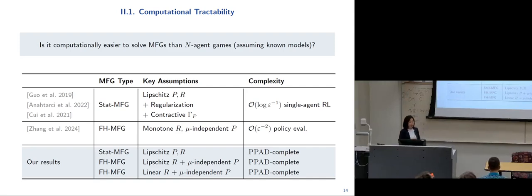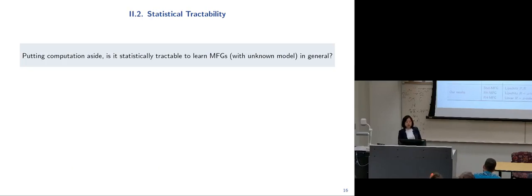evaluation steps. So we provide a bit of negative results here, showing that if you remove all these structural assumptions like monotonicity or contractivity, then in general, if you just assume minimal assumptions, just like Lipschitz continuity of P and R, then this problem is indeed PPAD complete. So this says that to solve these mean field games efficiently, it seems to be unavoidable that we have to impose some structural assumptions.